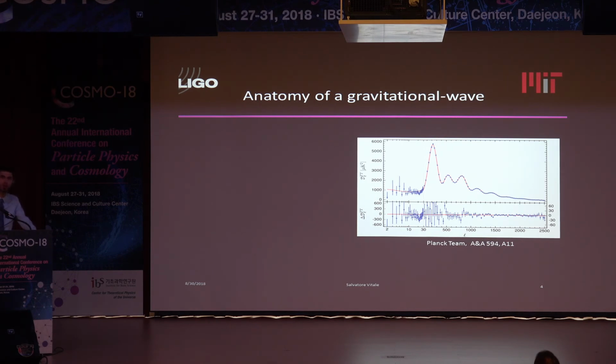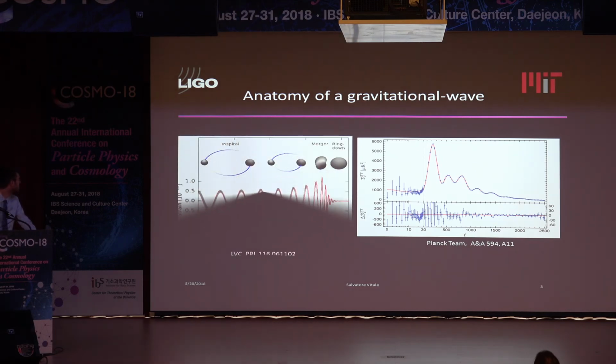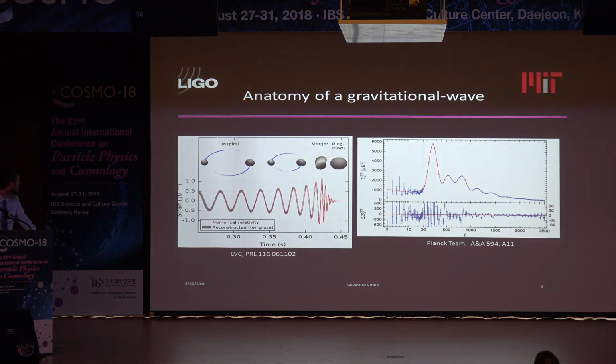Then he told me, now I want you to plot a gravitational wave and do the same thing. From each of the features in the gravitational wave, tell me what you learn. Which I thought was actually very interesting and very useful. So I'll try to do it today, although a shorter version because of time.